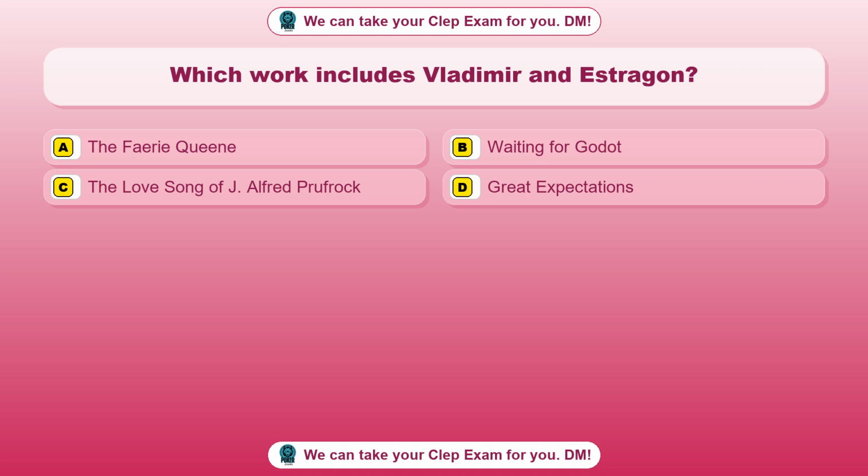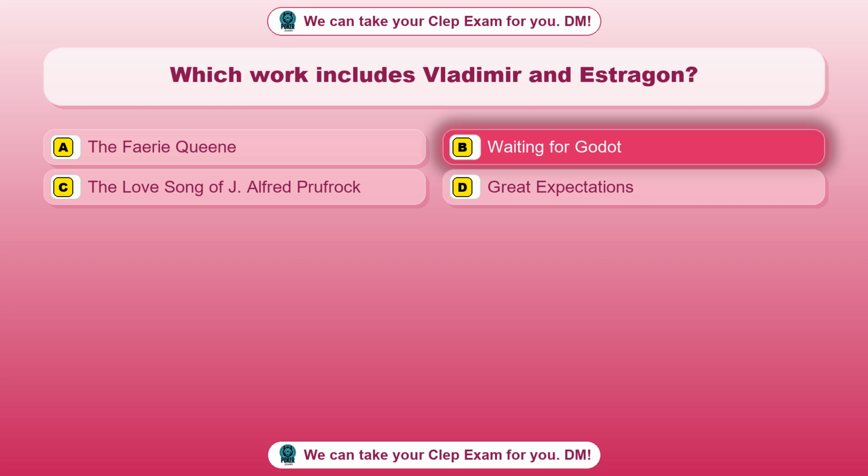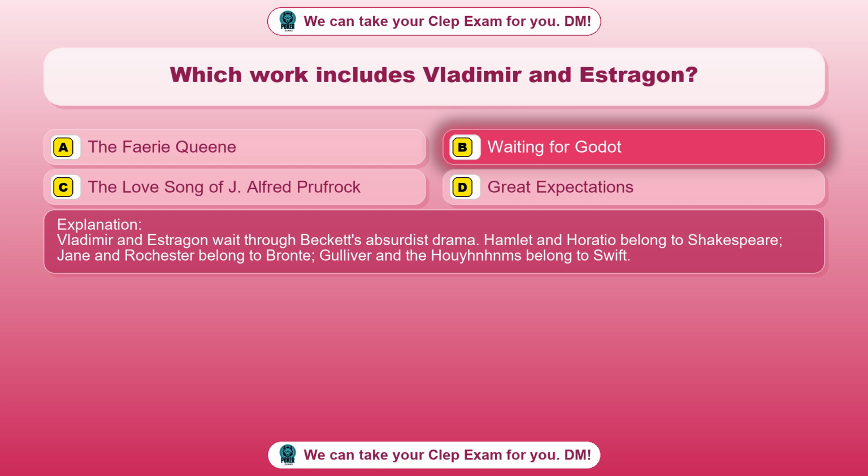Option A. The Faerie Queene. Option B. Waiting for Godot. Option C. The Love Song of J. Alfred Prufrock. Option D. Great Expectations. The correct answer is option B. Waiting for Godot. Vladimir and Estragon wait through Beckett's absurdist drama. Hamlet and Horatio belong to Shakespeare, Jane and Rochester belong to Bronte, Gulliver and the Houyhnhnms belong to Swift.